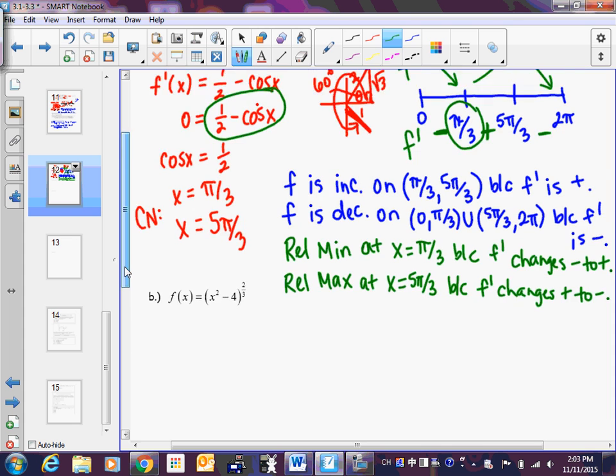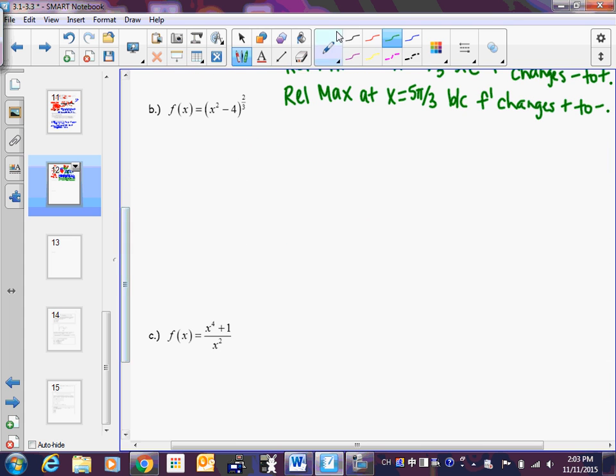So let's look at example B. We start where we always start. We find the derivative. This is a chain rule problem. We've done this type of problem many, many times. 2/3. I'm going over this part quickly because we've already done it. So if you're still really confused on this, I need you to come into tutoring.